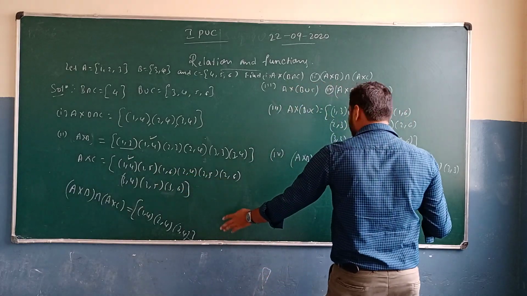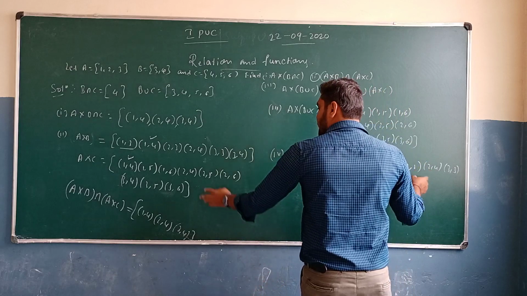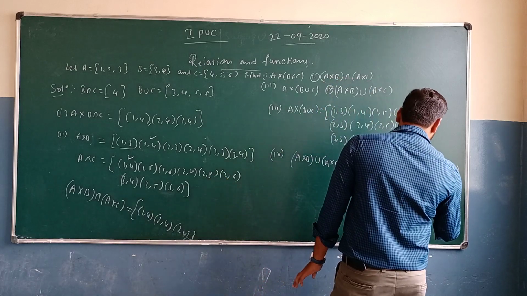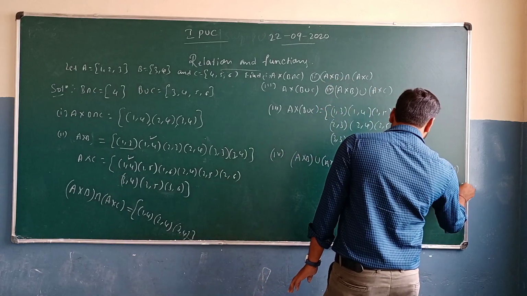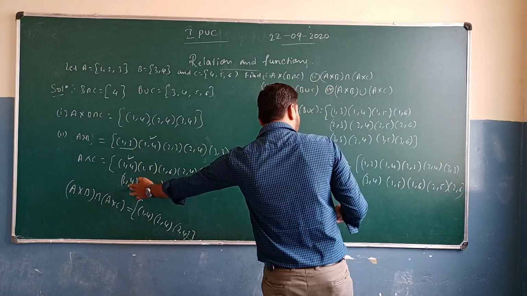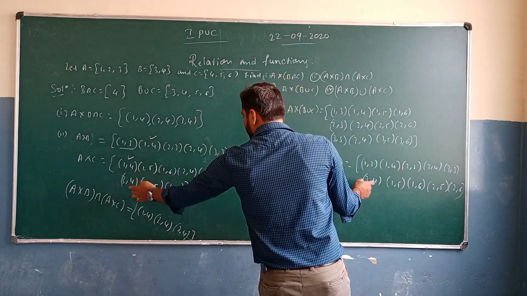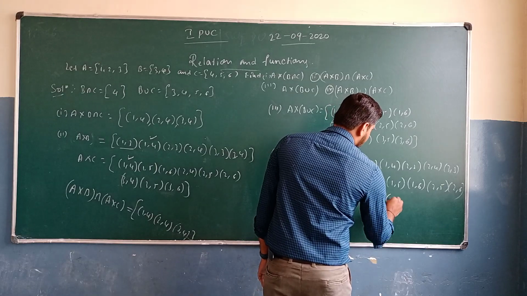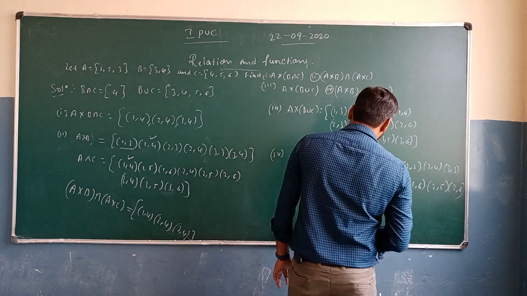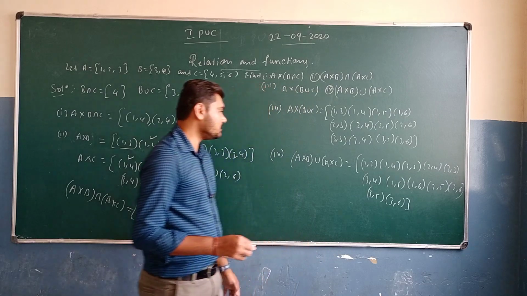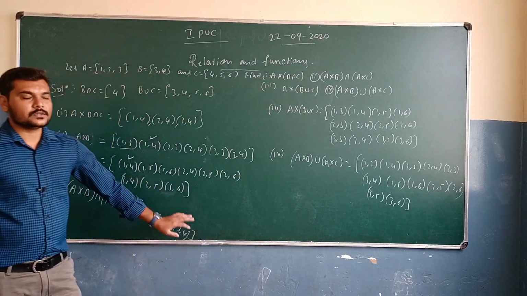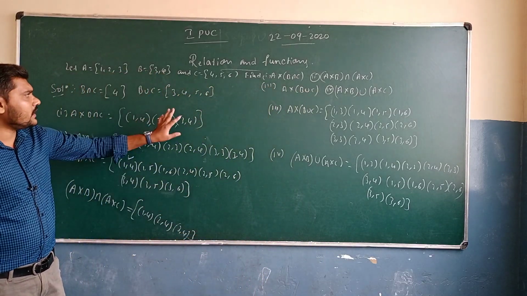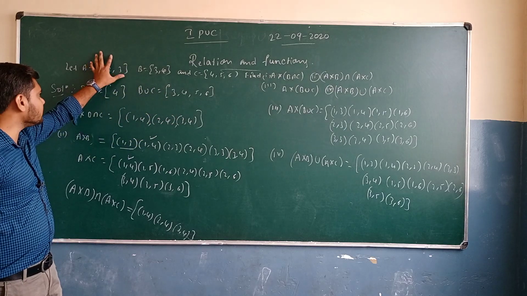2 comma 4 already we have mentioned here, so then it's going to be 2 comma 5, 2 comma 6. Next one is 3 comma 4, already we have mentioned. So here 3 comma 5 and 3 comma 6. These are the elements which are going to be present in A cross B union A cross C. So that's going to be the major thing according to the given sets.